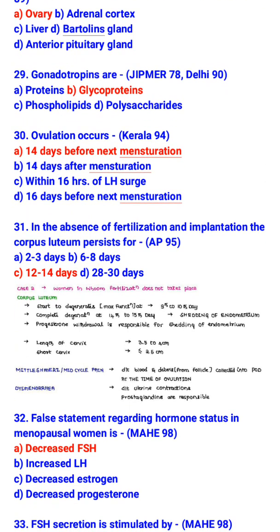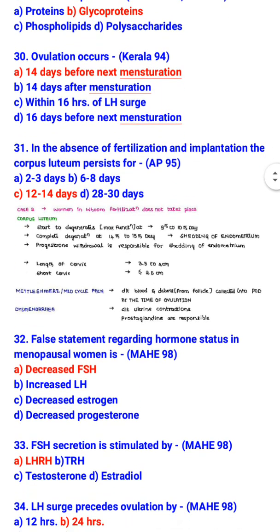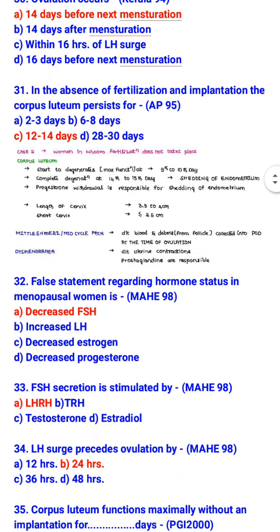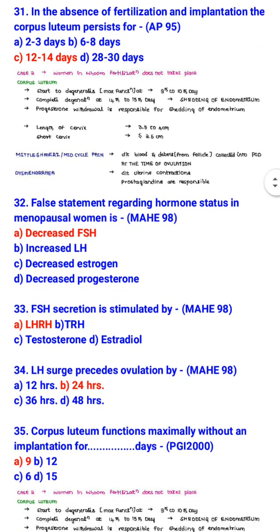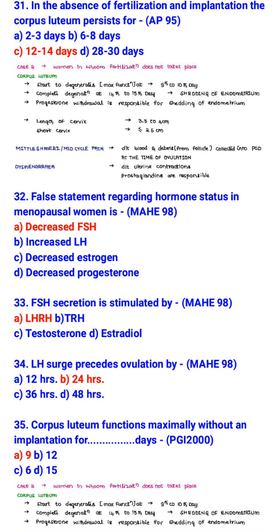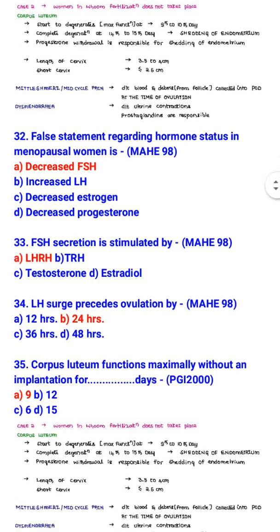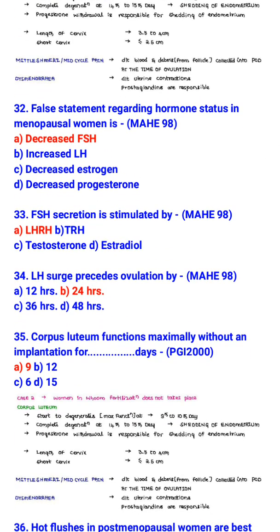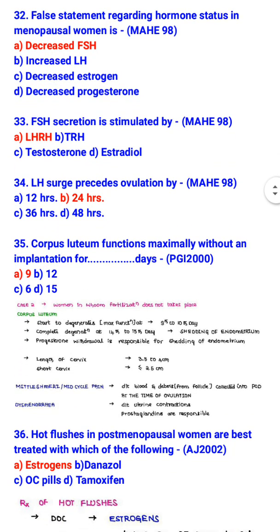In the absence of fertilization and implantation, the corpus luteum persists for 12 to 14 days. False statement regarding hormone status in menopausal women is decreased FSH. So the true is increased LH, decreased estrogen, and decreased progesterone. FSH secretion is stimulated by LHRH. LH surge precedes ovulation by 24 hours. Corpus luteum functions maximally without an implantation for 9 days.